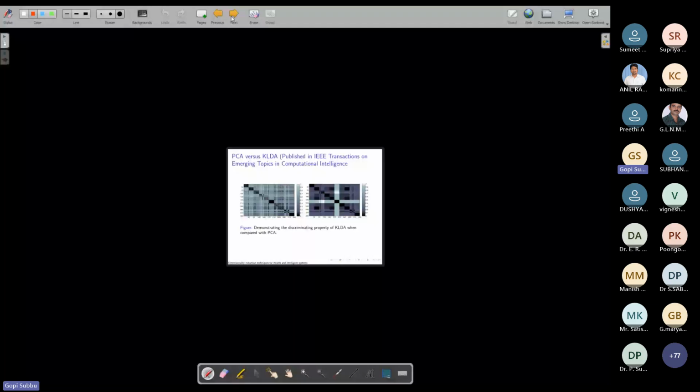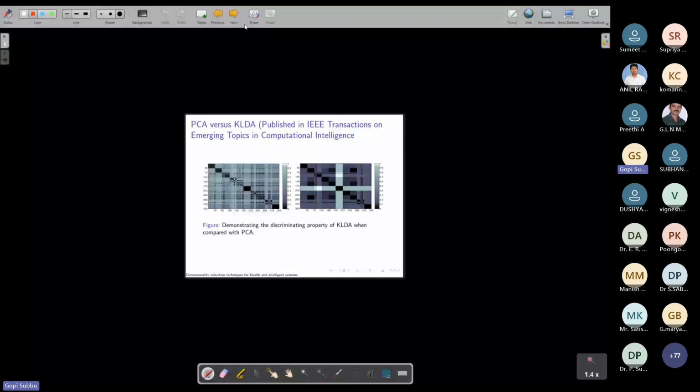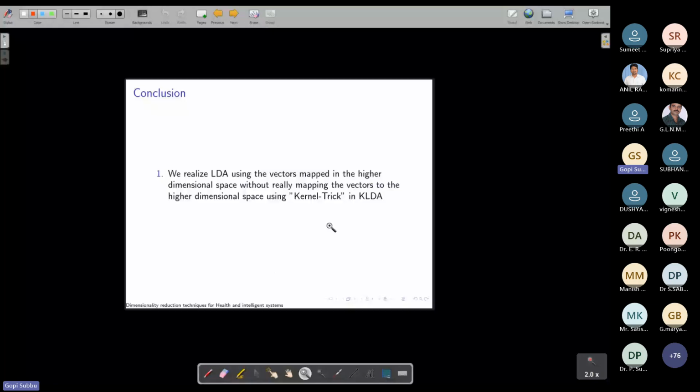So this is that example of KLDA compared to PCA. I already told LDA with PCA, and we have a KLDA also. So what we are doing here is we are realizing this LDA in the higher dimension space without really mapping the vectors to the higher dimension space, using the kernel trick, which is called the KLDA, right?